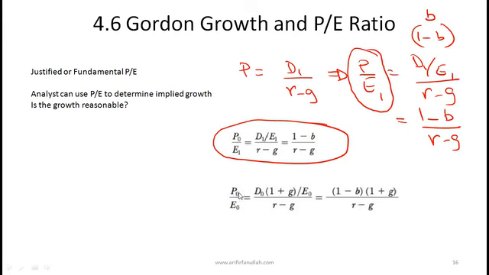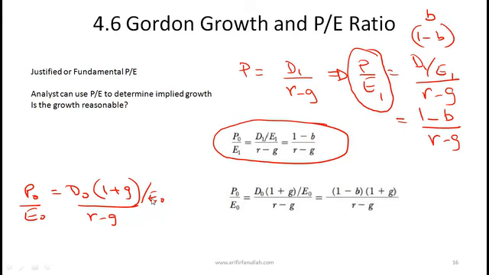So you would simply divide. I'll just show you very quickly, because at level 2 you need to be on top of this. Okay, so you know that P naught is equal to D naught into 1 plus G over R minus G. Then you divide both sides by E naught. So on the left then you have, what do you have on the left? This is the trailing PE. You can write this as D naught over E naught. What's D naught over E naught? Yes, it is your payout ratio.